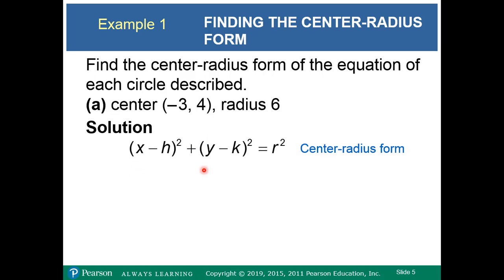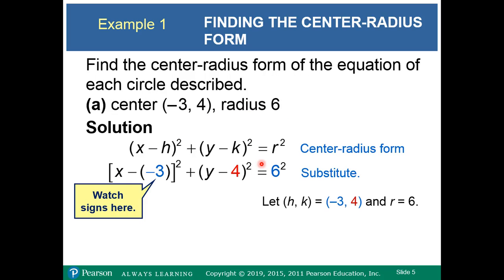Okay, so now here's the general form. All we're going to do is plug in our values, h, k, and r, and we're done. So watch the sign. Again, this is going to become a plus. And then we would basically simplify. And so this is all we do.